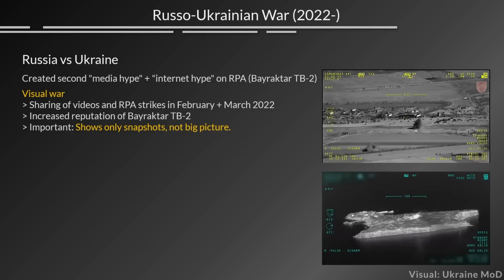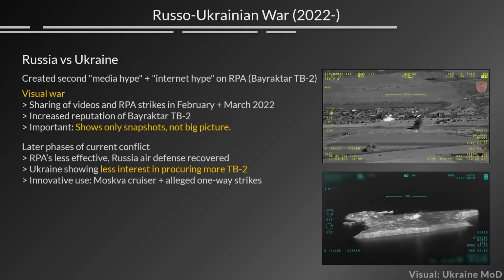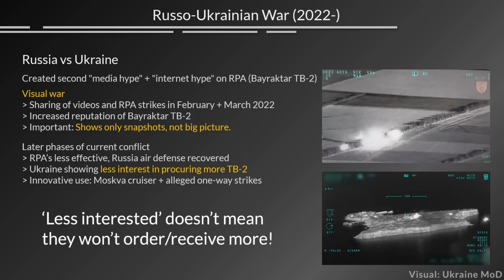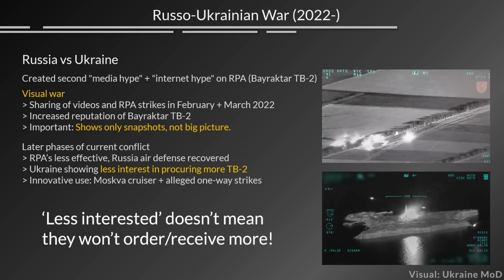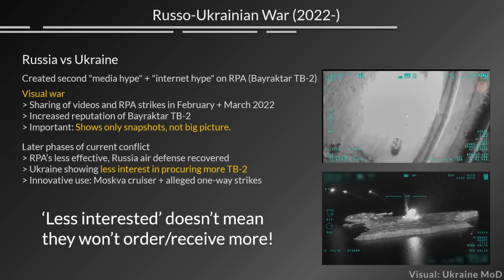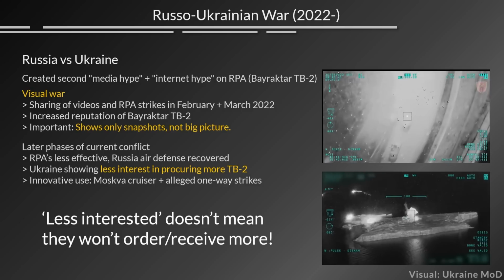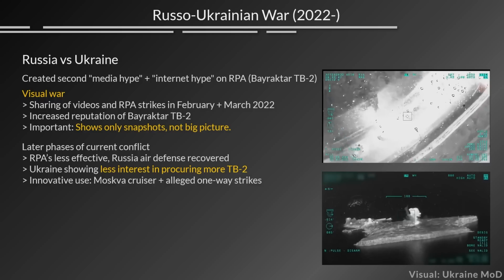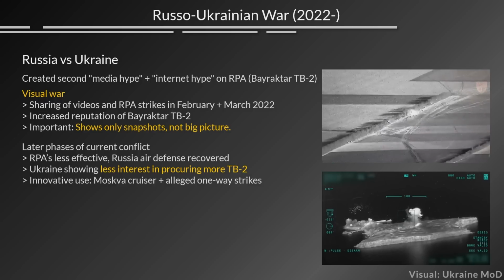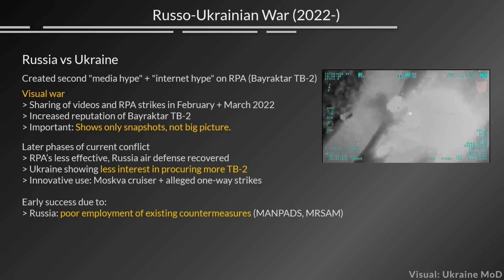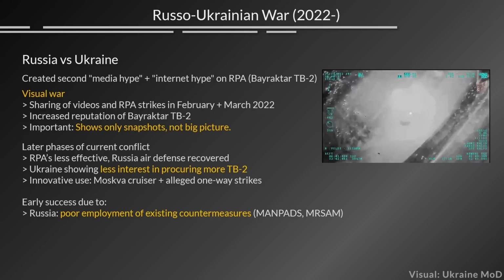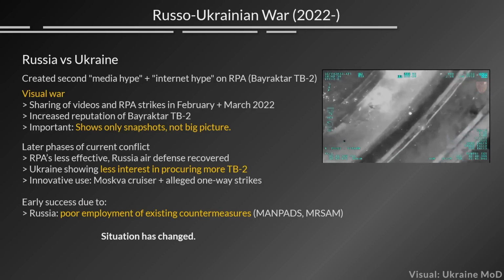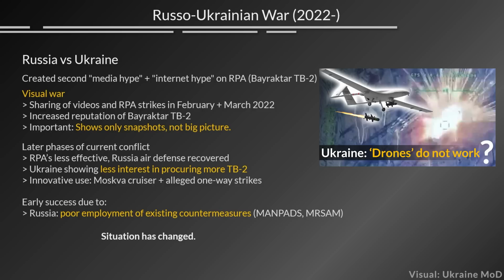After the Russian air defenses had recovered, the success of Bayraktar as a strike platform has far diminished, to the point where Ukraine isn't really that interested in these systems anymore. Even if we account for the very innovative use of the Ukrainians using Bayraktars, for example, against Moscow as sort of a distraction asset, or in these long-range one-way strike missions that they allegedly carried out, these systems still show their limitations in the current situation. There's more information on that in this video right here.